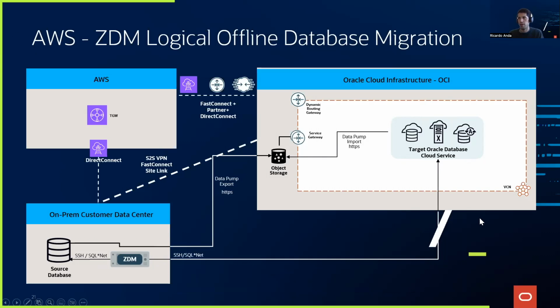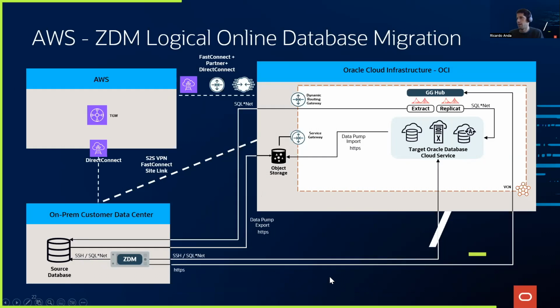Now with logical offline, as we can see here, there are minor differences in the ports that we can use: SSH depending on the target, and SQLnet for Autonomous, but these are just ports that need to be open. And again, instead of RMAN, this is just Data Pump that will be used. Again, just as we explained earlier, the VM orchestrates all this architecture.